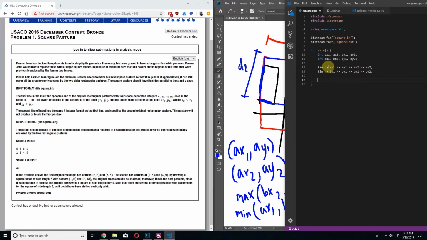So we start by finding our max y, then our min y, and then the same thing for our x's. Now that we have our maxes and mins, we can find our D1 and D2. And once we have our D1 and D2, the area of our square is just the max of D1 or D2 squared. So we'll simply fout max of pow(D1, 2), pow(D2, 2).